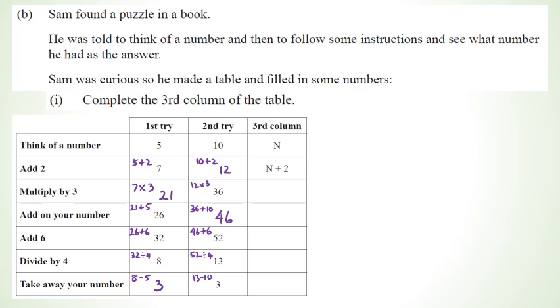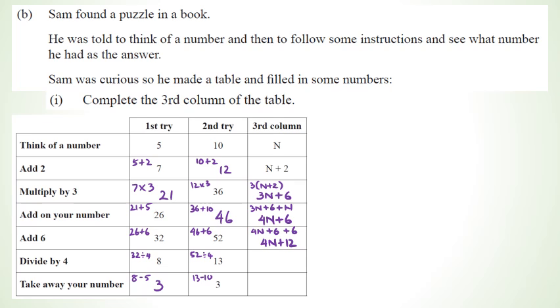All right. So now, when we're given n, what we're basically asked to do is a little bit of algebra here. So we did 10 plus 2 is 12. So in the next case, we've got to do 3 times the previous number. So we're going to do 3 times n plus 2, which is going to give us 3n plus 6. Next it says add your number. So 3n plus 6 plus n is going to give me 4n plus 6. Next it says add 6. So 4n plus 6 is going to give me 4n plus 12.